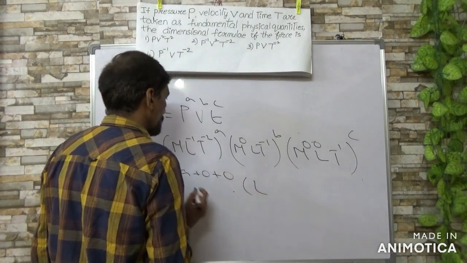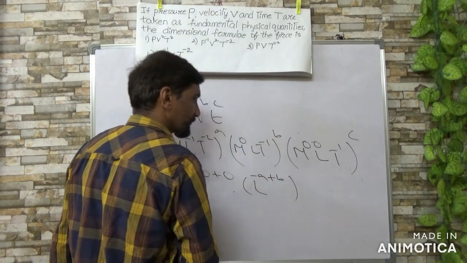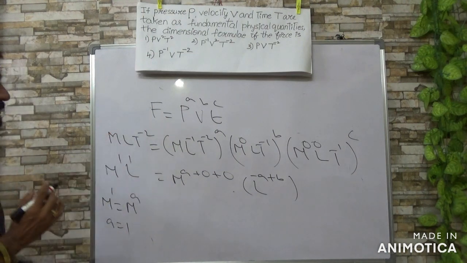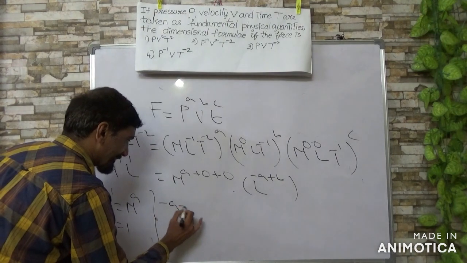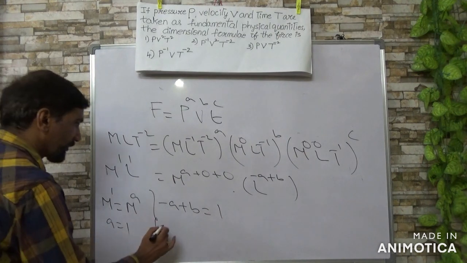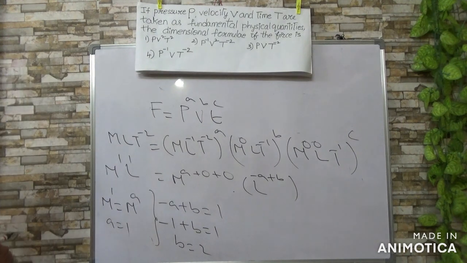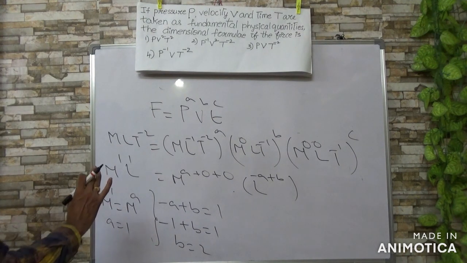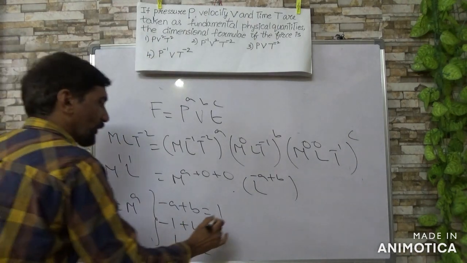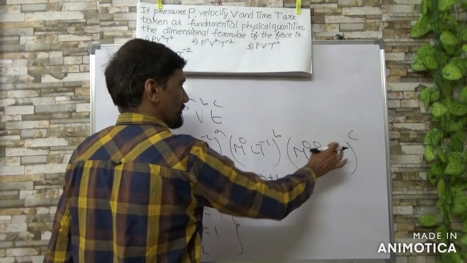Now about the next quantity, L: minus A plus B. So L power 1, right? You can take directly minus A plus B equal to 1. A is already known, so B becomes 2. Okay, A 1, B 2. The second option is right, but still if you want to know the other value, okay, so next about C.